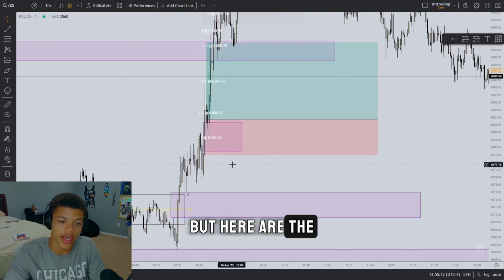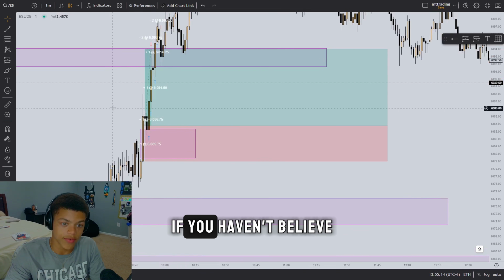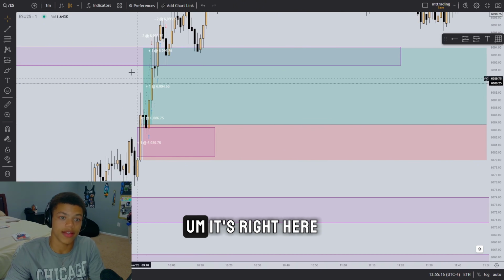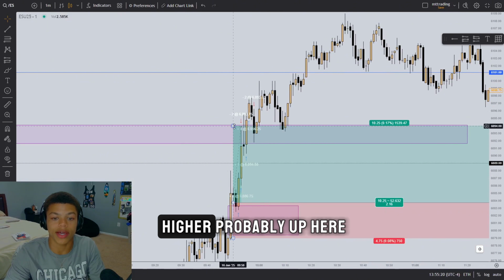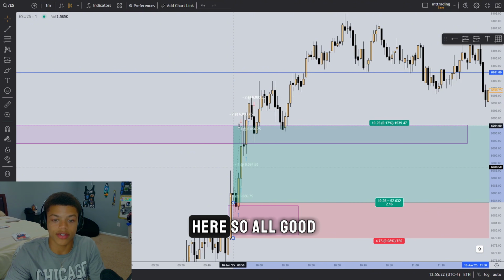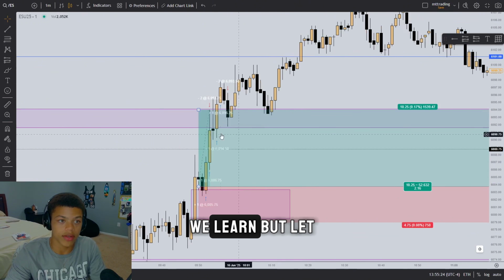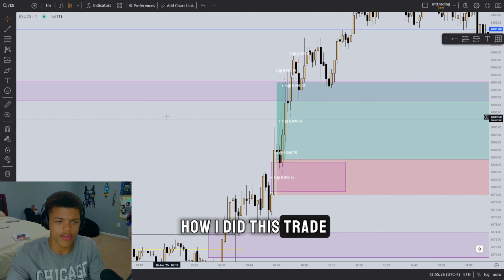But here are the executions for this trade if you haven't believed me yet. It's right here. Here is my trade. It could have been way higher, should have been way higher, probably up here, but it was right here. So all good, we live, we learn. But let me show you guys how I did this trade.